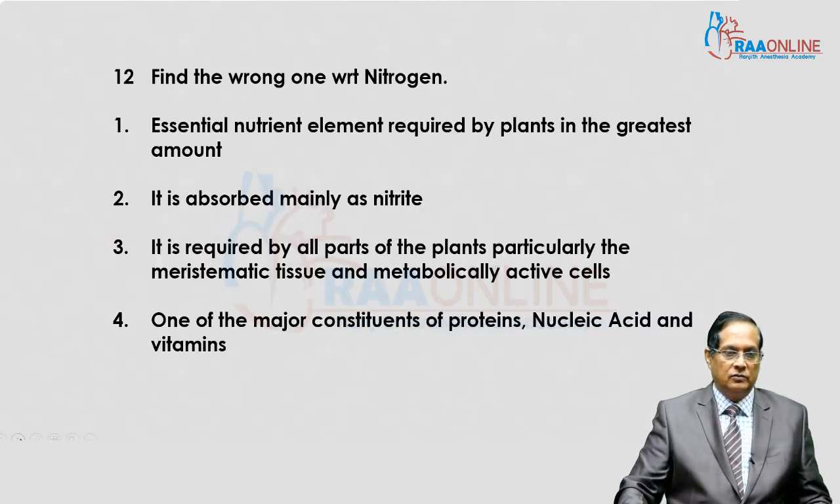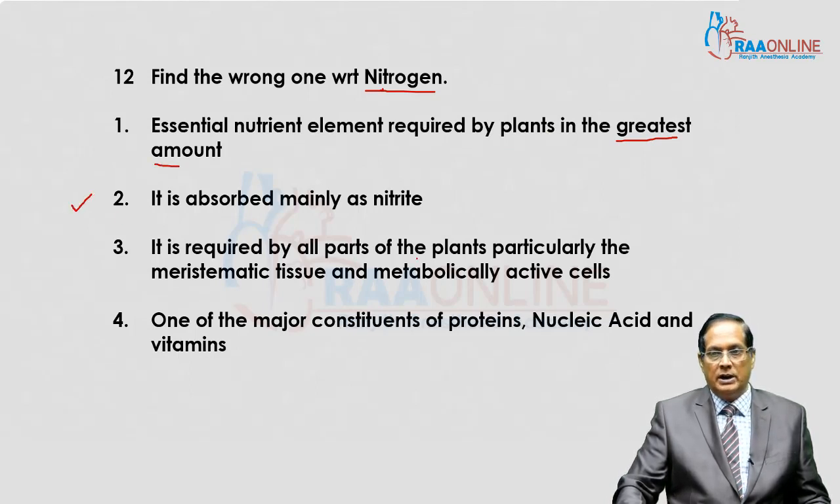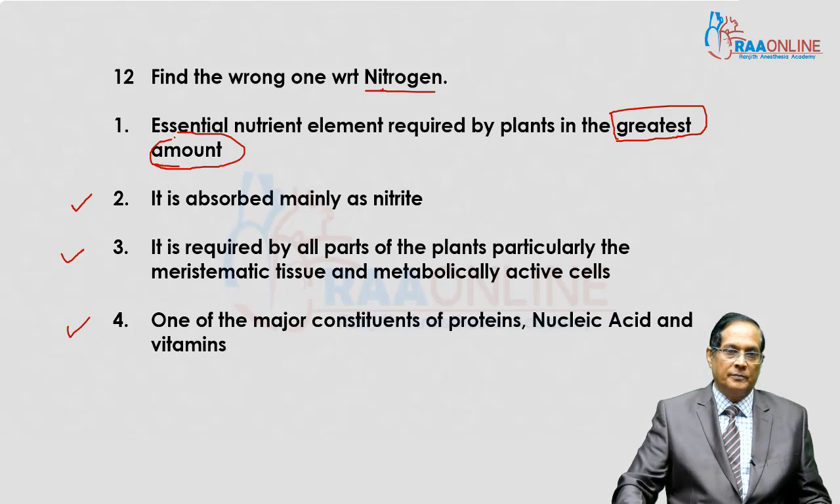Question number 12. Find the wrong one with respect to nitrogen. Essential nutrient element required by the plant in greatest amount. Absorbed mainly as nitrate, right. Required by all parts, particularly meristematic tissue, right. One of the major constituents of protein, nucleic acid, vitamin, it is right. But as far as the question, option 1, that is greatest amount, is wrong.